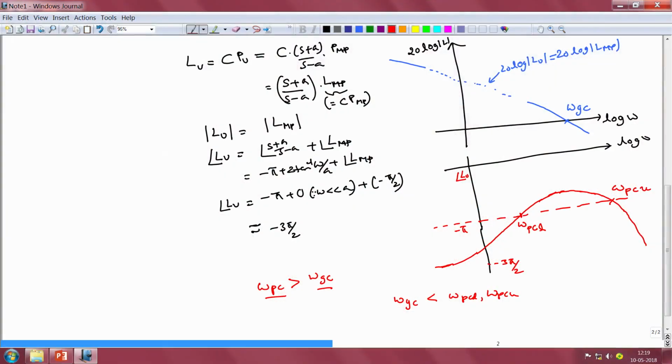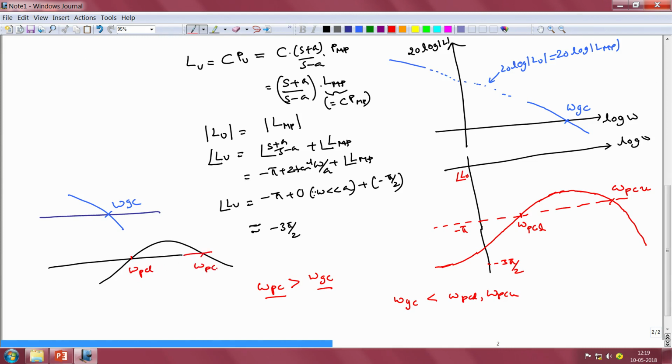The first case is when we have the gain crossover frequency omega Gc being less than both omega Pc lower and omega Pc upper, which is what we thought was necessary for our closed loop system to be stable on the basis of what we saw in the case of minimum phase plants. So omega Pc lower, omega Pc upper. So this is case 1. So case 1 essentially is that omega Gc is less than both omega Pc lower and omega Pc upper.